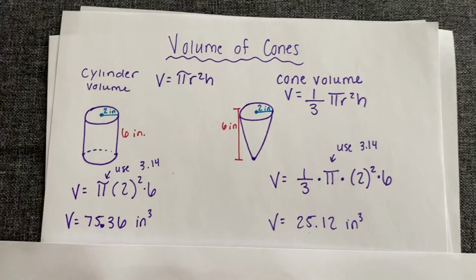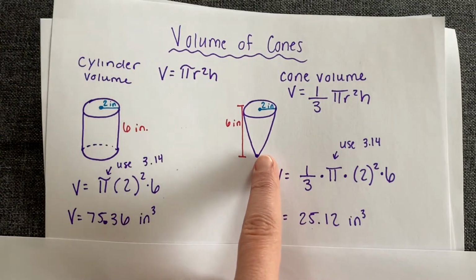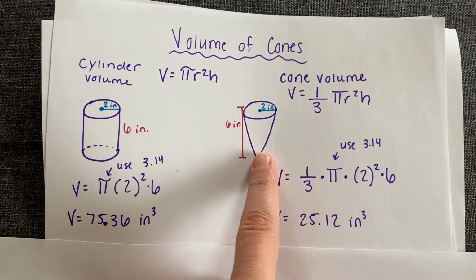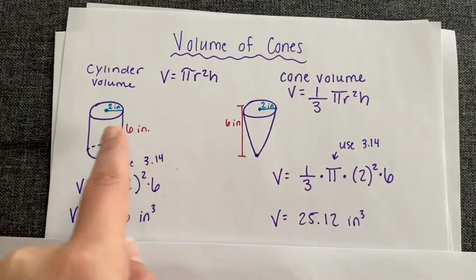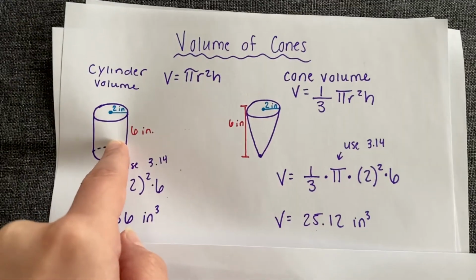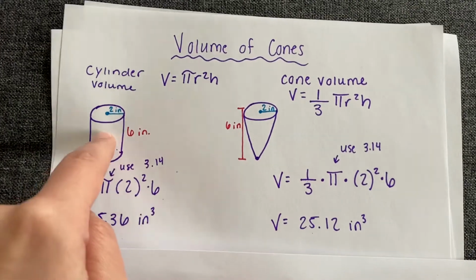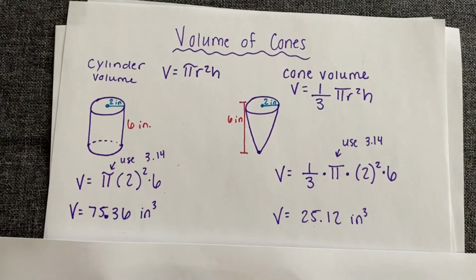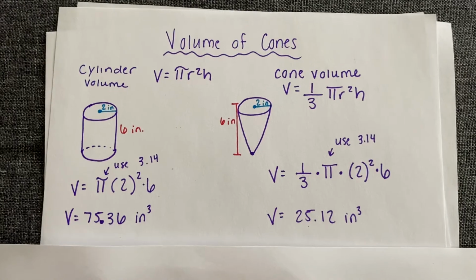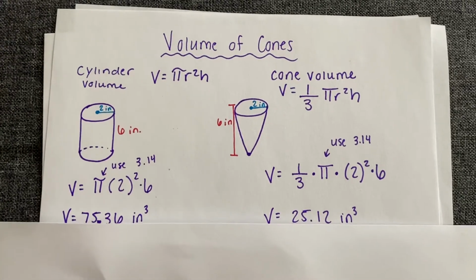So it's kind of cool. It basically means if I were filling this cone up with water and pouring it into this cylinder, I could fill 3 of these up and it would fit in this right here. And I'll attach a video that actually shows it with like a little science experiment if you want to watch it. It's kind of cool.